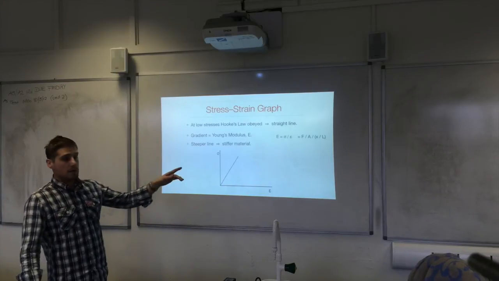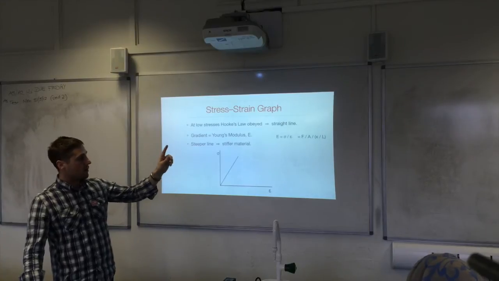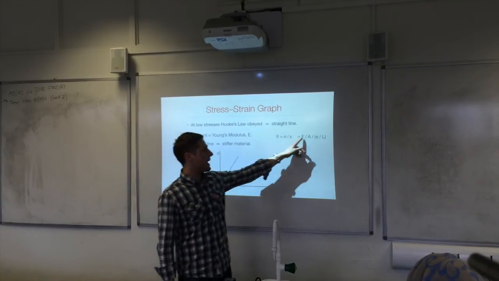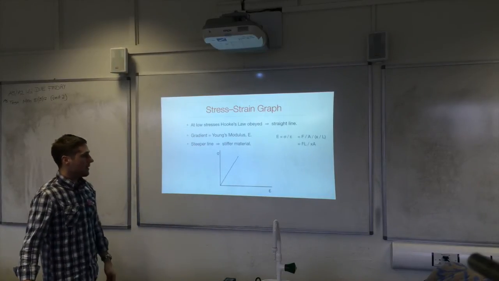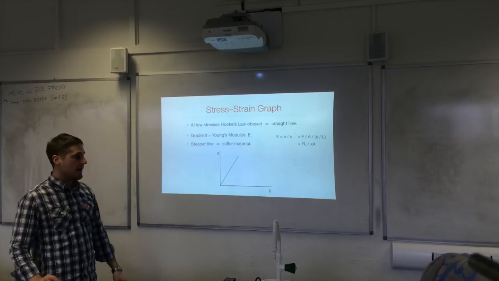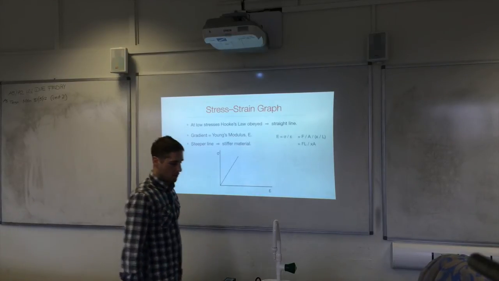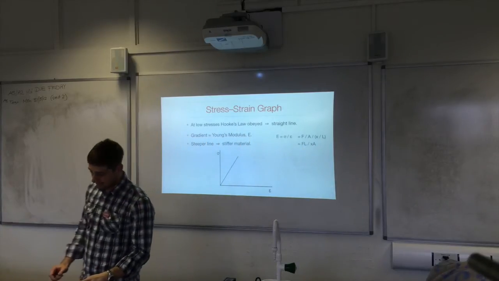Now, E, Young's modulus, is equal to stress over strain. So stress being equal to F over A and strain being equal to x over L, then the Young's modulus is equal to FL over xA. If you're happier with using e for extension, then it would be FL over eA.